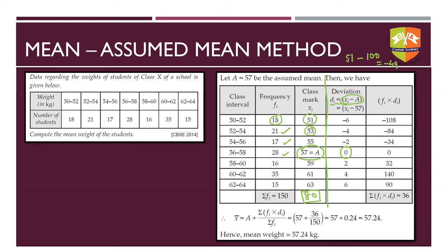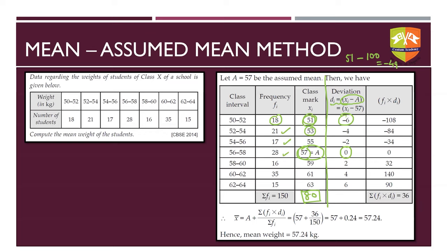And then do the next, find out the deviation. So what is the deviation? Deviation is xi minus A. So xi minus A, so here 51 minus 57. Obviously this number is much reduced, and multiplying with minus 6 is much better than multiplying by 51.